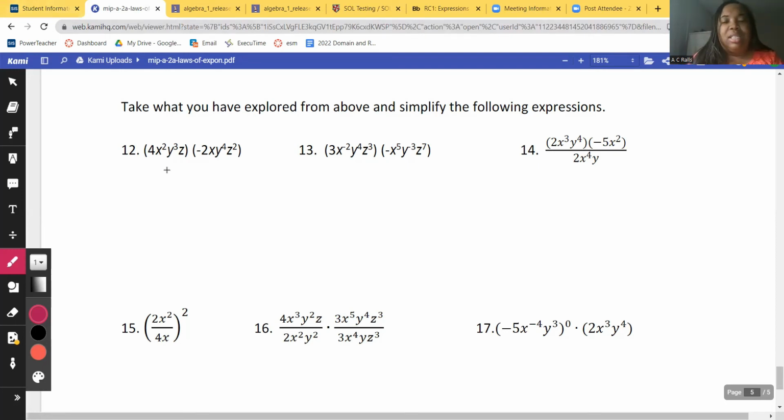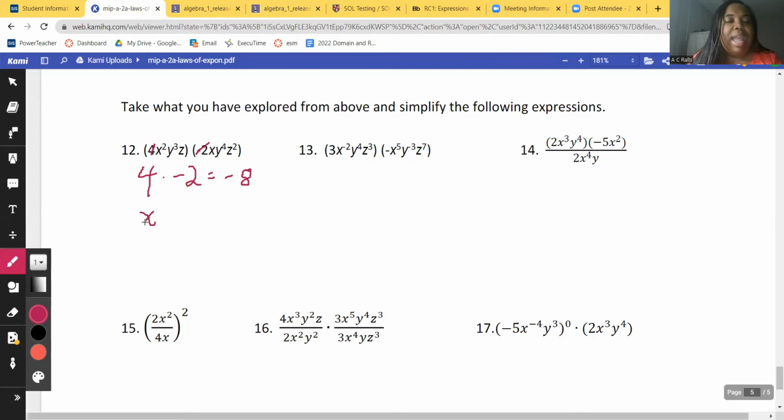So I'm looking at this and I'm analyzing this problem. Since there are no exponents on the outside, we can pretty much remove these parentheses. So if I'm going to remove the parentheses, I'm going to deal with this 4 times -2. 4 times -2 is going to give me a -8. So I've already taken care of the 4 and the -2. My next thing to take care of is x squared.